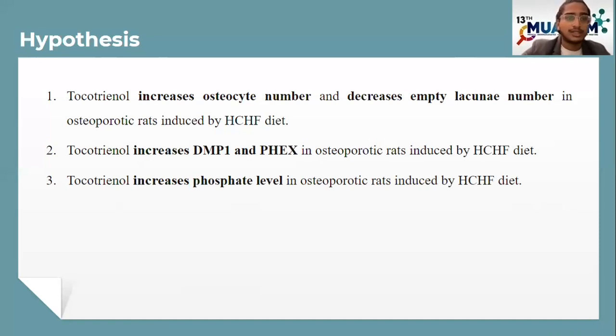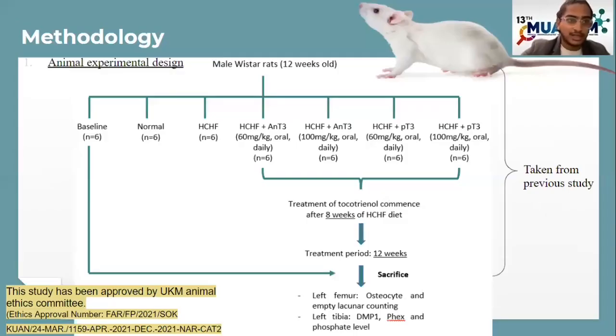So for methodology, the samples were taken from a previous study in which a total of 42 male Wistar rats aged 12 weeks old were purchased, and they were randomly divided into 7 groups. So the baseline group was sacrificed after acclimatization. The normal group were fed with a normal standard rat chow and tap water. So the remaining 5 groups were fed with high carbohydrate, high fat diet to induce metabolic syndrome for 8 weeks. So after the 8 weeks of diet, the treatment with tocotrienol at different doses was given to 4 groups of HCHF rats, and the diet was continued for 12 weeks.